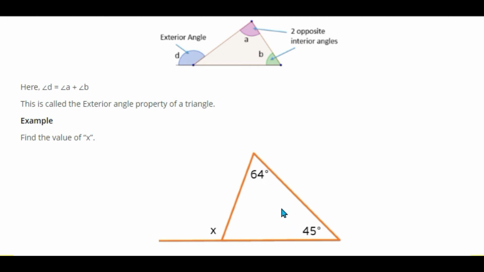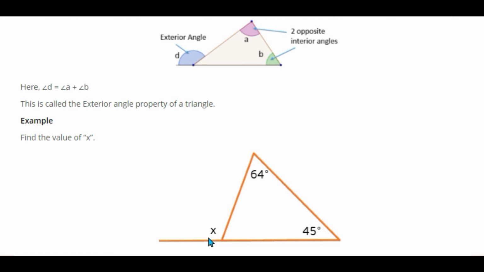What will you get? 60 plus 40 equals 100, and 4 plus 5 equals 9. 100 plus 9 is 109. So the measure of angle x is what? 109 degrees. Okay, that's how you can solve it verbally.